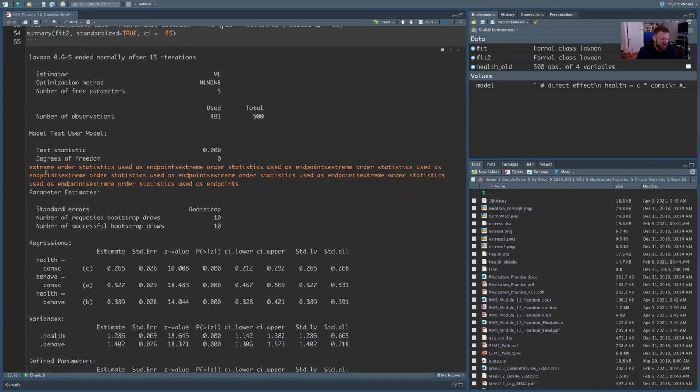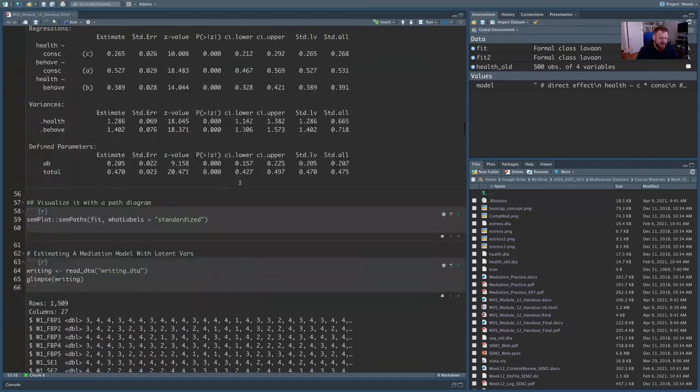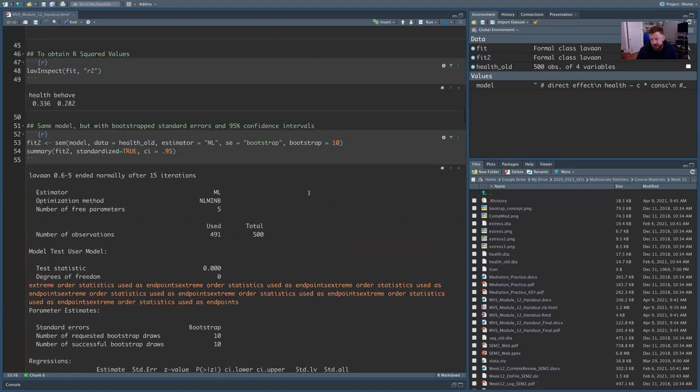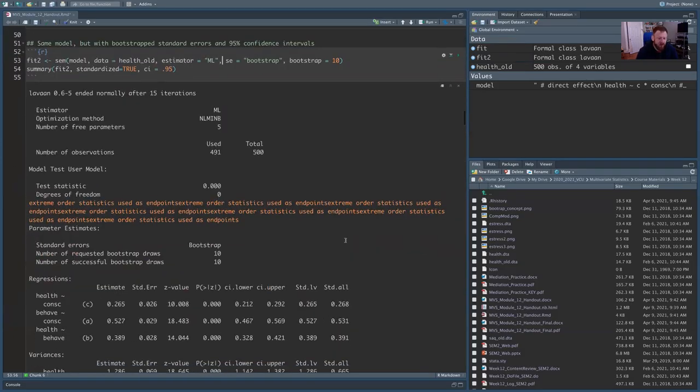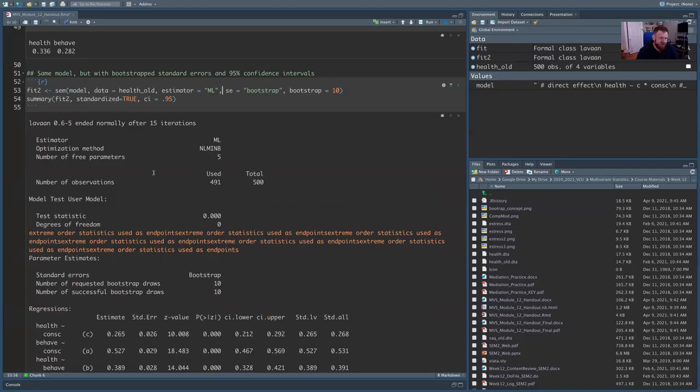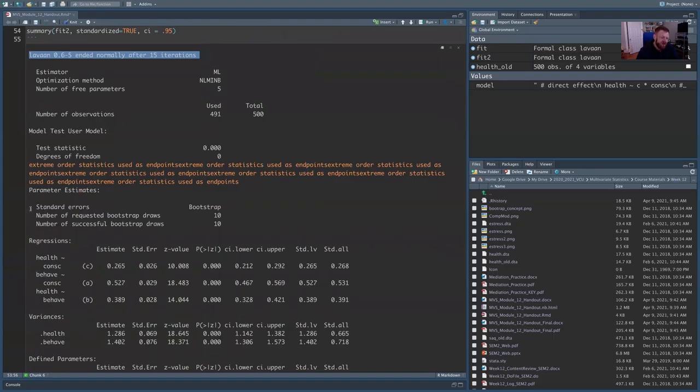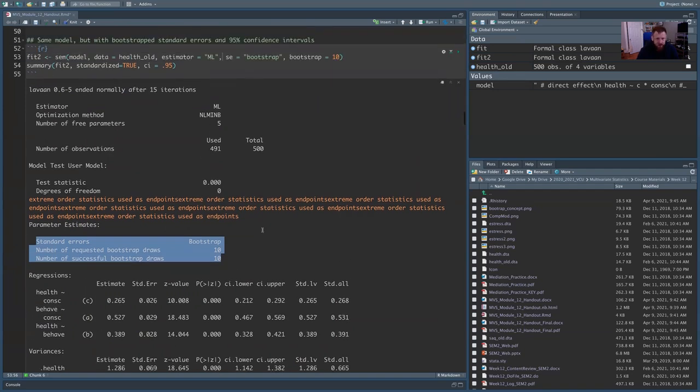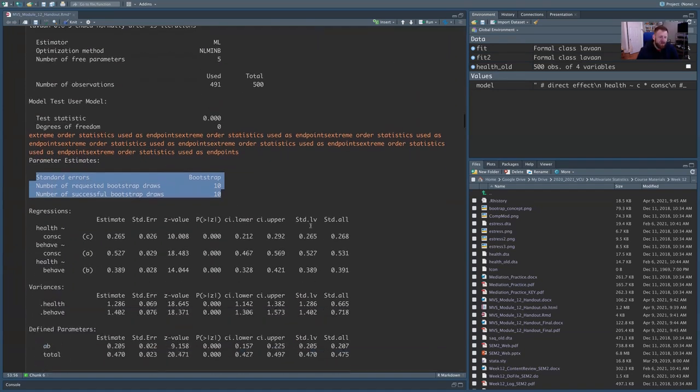So we get a message here about extreme order statistics used as an endpoint. I'm not too worried about that in this case. It might just be where the bootstrap replication started, but otherwise it looks like the model converged just fine. You get this message, lavaan ended normally after 15 iterations, which is good. And then we get this little message here, number of requested bootstrap draws 10, number of successful draws 10, which is pretty cool. And now notice we get confidence intervals.